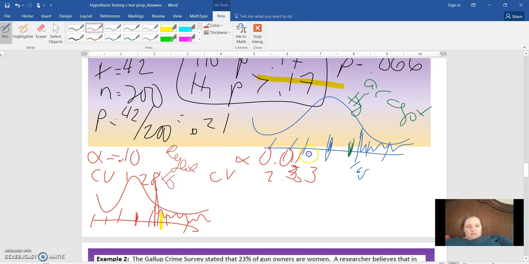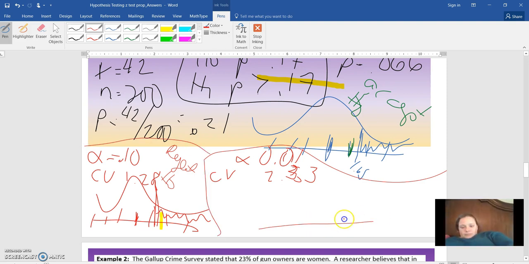All right, let's do, what if it said alpha is 0.01? As you can tell, I'm an amazing artist, so it's okay if you're jealous of my abilities, really.